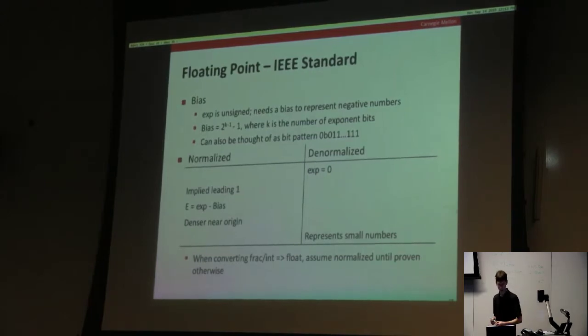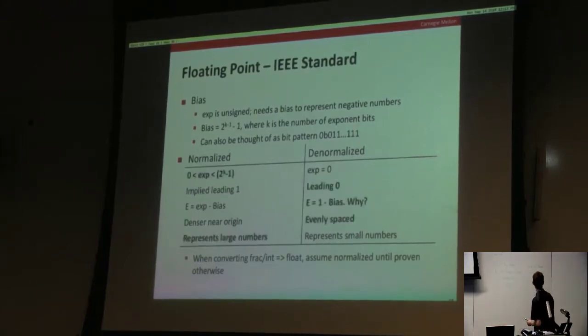The normalized are denser near the origin, and they get more spread out as we get farther apart. Because what we're doing is we have this constant amount of precision for the fractional part, but with this exponent, every time we increase it by 1, we've gone up by a power of 2. So they're actually getting more spread out as we go towards negative infinity and infinity. The denormalized numbers are going to be evenly spaced. That's one of the properties of them. And then the normalized numbers are bigger numbers. I think I got this wrong. Should be 1 minus bias.